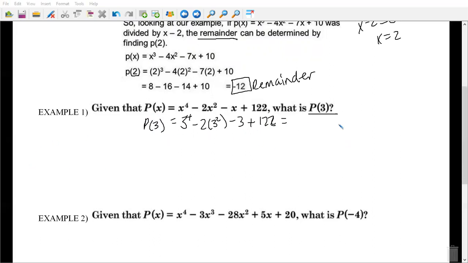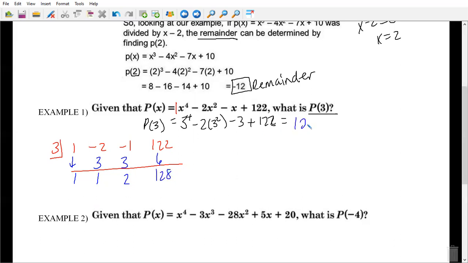Now, using synthetic division, I would put the 3 in the house, list out my coefficients, 1, negative 2, negative 1, 122, and begin the synthetic division process. Bring down my 1. 3 times 1 is 3. Negative 2 plus 3 is 1. 3 times 1 is 3. Negative 1 plus 3 is 2, 3 times 2 is 6, 122 plus 6 is 128. So the answer would be 128. So p of 3 equals 128.